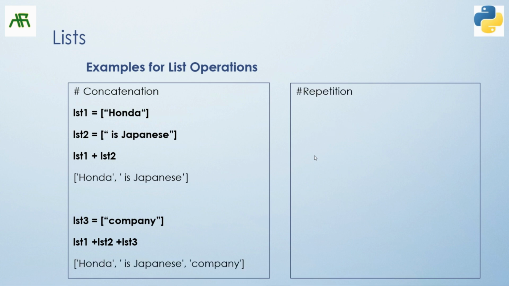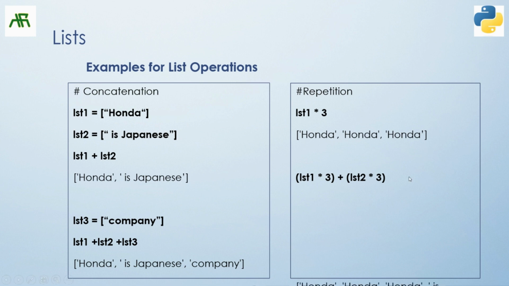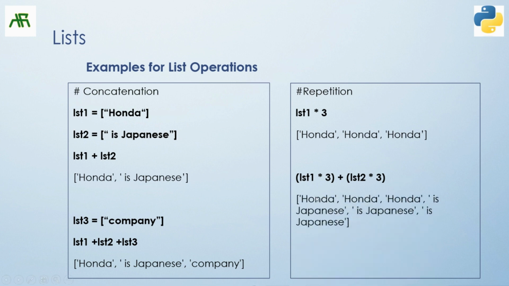Next is repetition with a star operator. I have list1 * 3. I'm using the same list that I created earlier, but multiplying by 3 to repeat it 3 times. This is what I'm going to get. I can use the plus operator along with my repetition operator as well. Here is an example. Multiply list1 3 times and multiply list2 3 times and get me the output. So I'm going to get the elements of list1 3 times first, and then list2 3 times. That's the order I have here. So that's how I'm going to get the output.